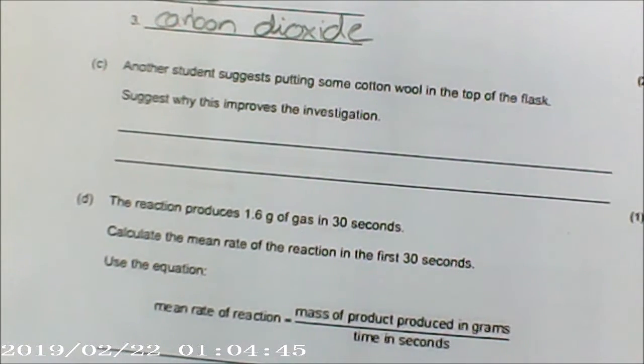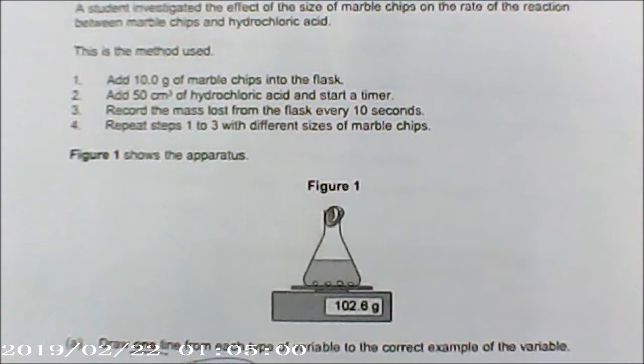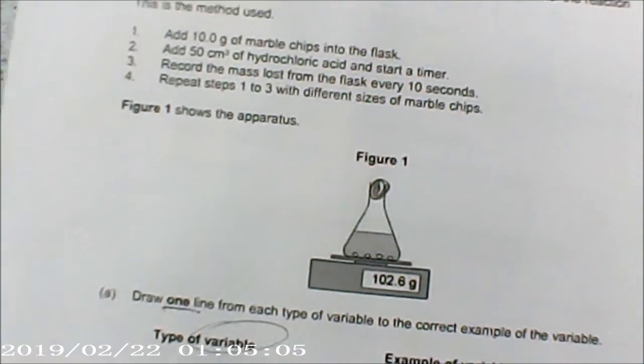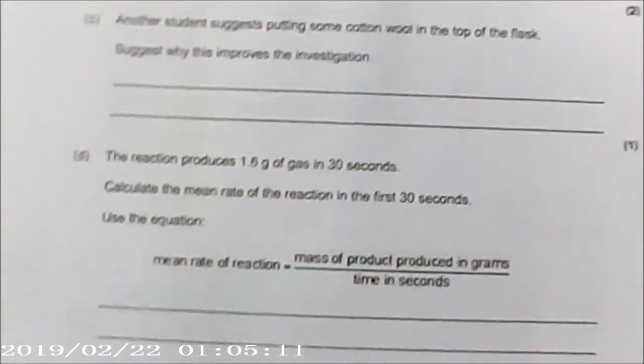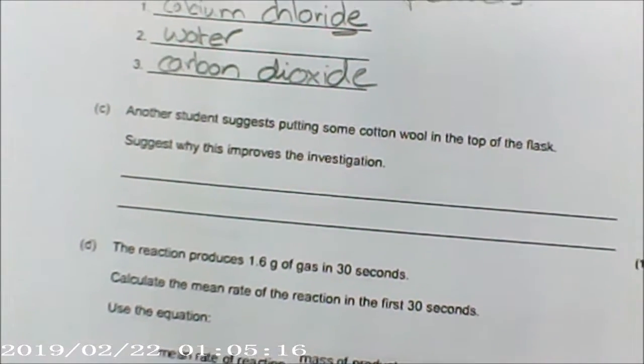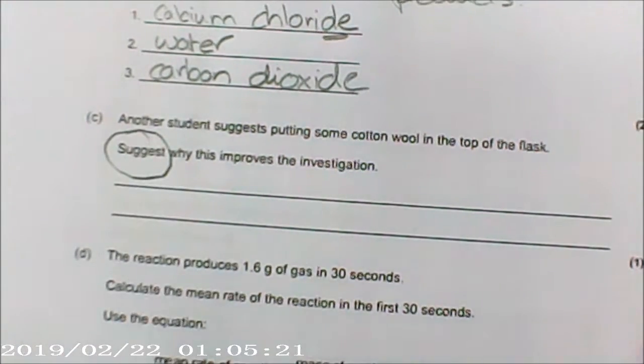Okay, next question. Another student suggests putting some cotton wool in the top of the flask. Suggest why this improves the investigation. So why will putting some wool in here make the investigation better? Now it's only worth 1 mark, so don't think that it's going to be a very complicated answer. You don't have to explain anything, so you don't need to give too much information. And it says here, suggest.